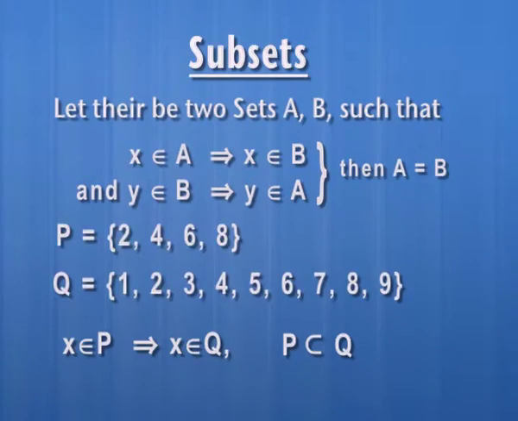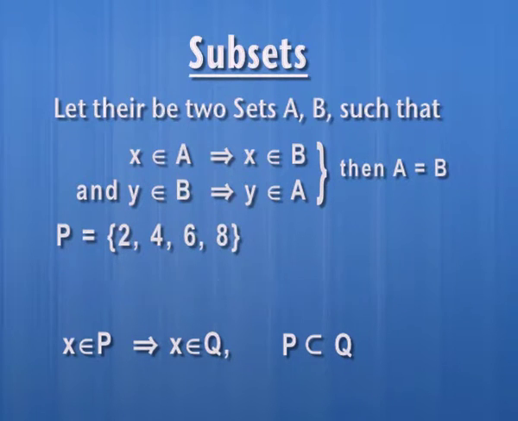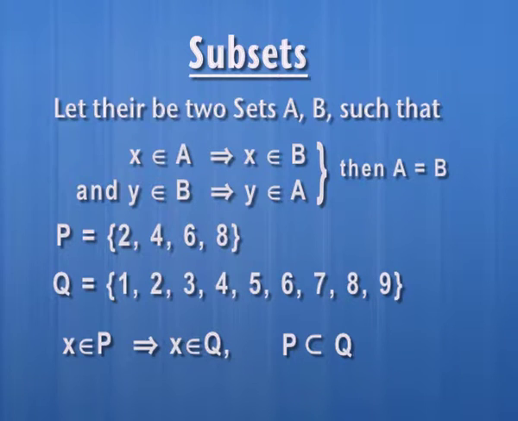Now, let us consider two sets P and Q. The set P contains 4 elements 2, 4, 6 and 8, and the set Q contains the numbers 1, 2, 3 up to 9. What we observe is that all the elements of set P are included in set Q. Symbolically, we can say that x belonging to P implies x belongs to Q.